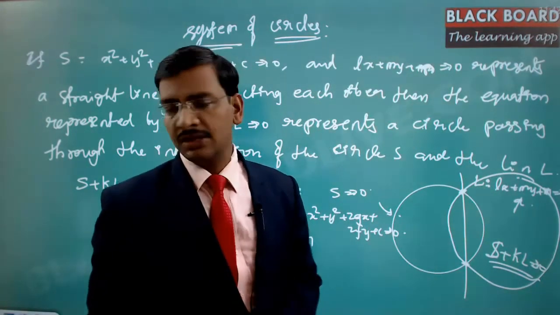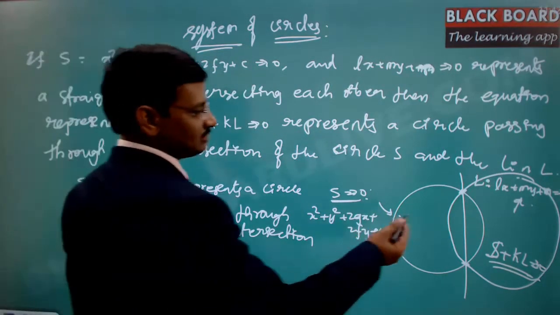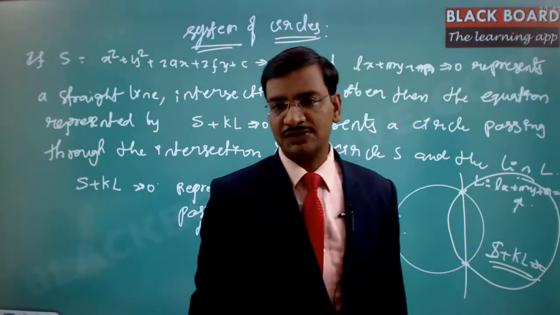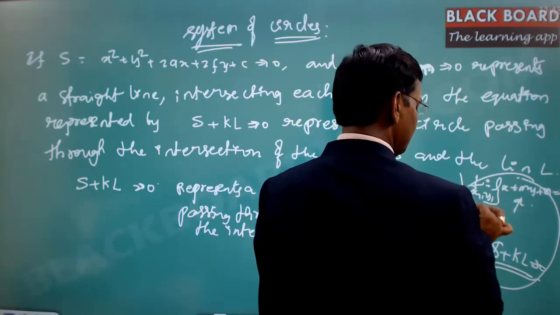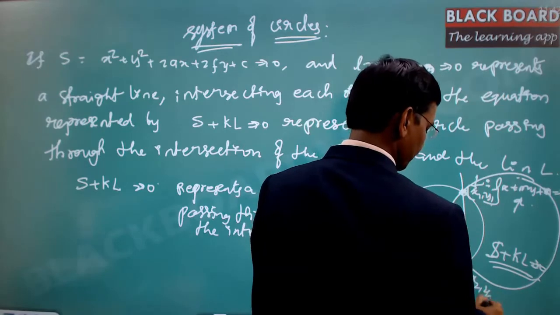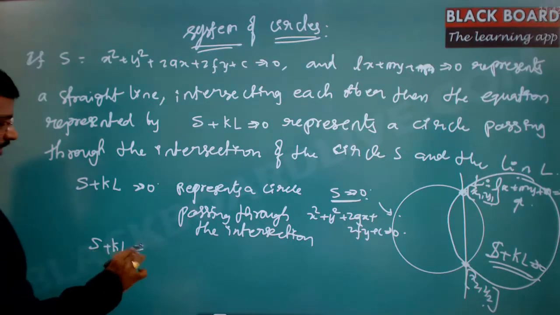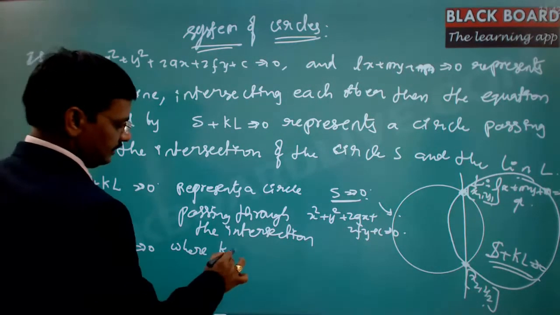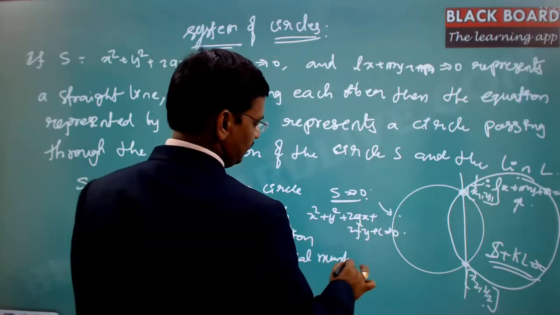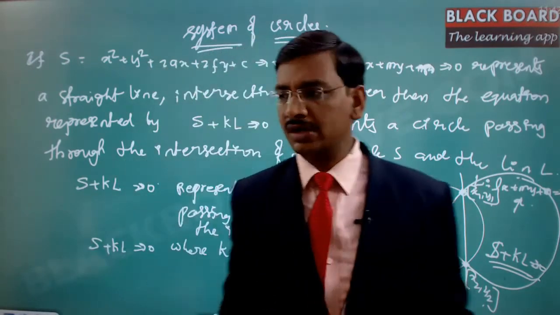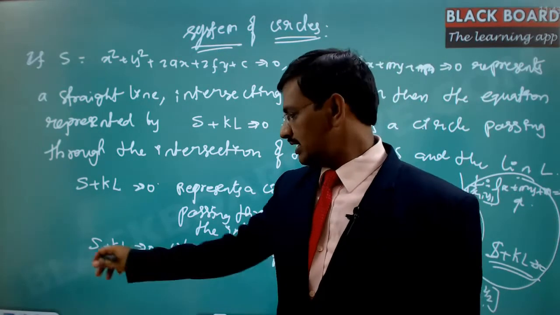Now to prove this, we have the information. One is S equal to 0, the equation of the circle, and Lx plus my plus n equal to 0, the equation of the straight line, and there is an intersection point. Let us say these intersection points are x1 comma y1 and x2 comma y2. Now if you talk about S plus K times L equal to 0, where K is any real number, you can select any value of your own interest. Once you select this K value, then S plus KL is equal to 0.